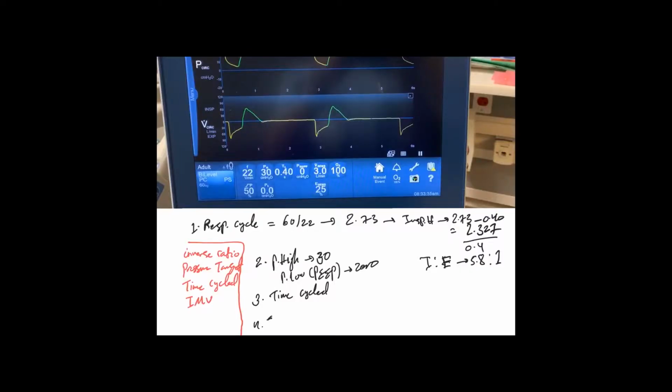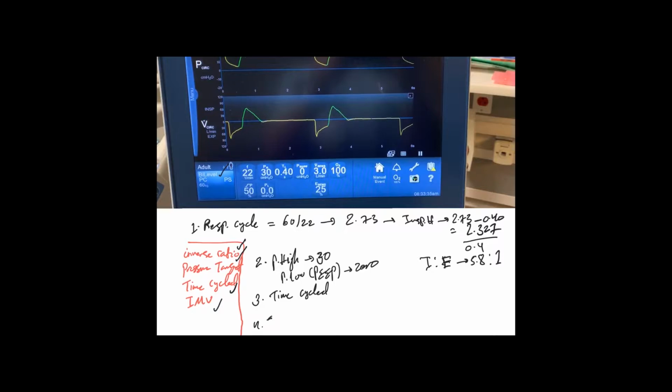So this is what we did. Simply, we switched her to a bi-level mode of ventilation, which is airway pressure release ventilation. If you have not watched the bi-level ventilation video, please go and watch it. I'll put a link down below this video. It's an inverse ratio ventilation, pressure targeted, time cycled, and intermittent mandatory volume. Let's go over those.